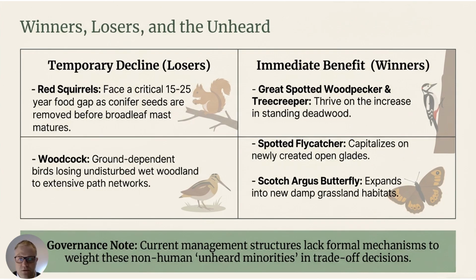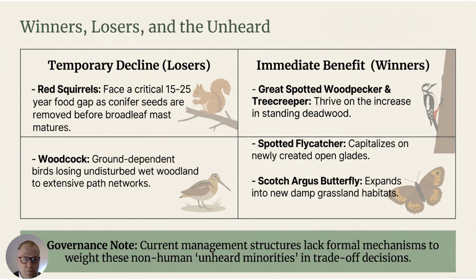So if we look at the winners, losers, and the unheard, firstly, there's probably a temporary decline, and when it comes to accommodation or homes for red squirrels, for example, and the woodcock, for example, ground dependent on wetlands and woodlands and extensive wood path networks. So these are animals that are sensitive to these changes. So if the water changes, some of these animals might not be able to create homes or find the food in their spaces.